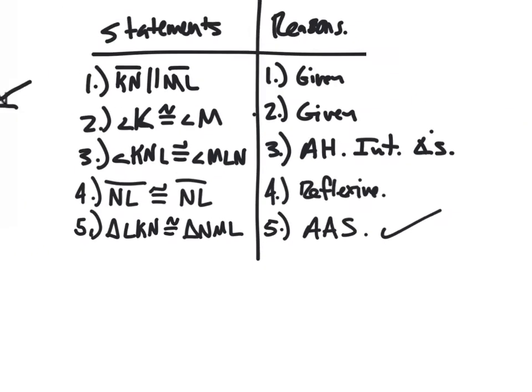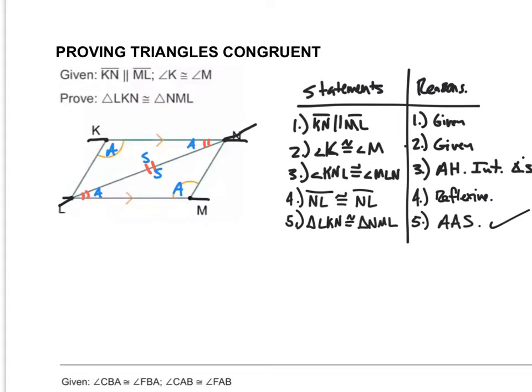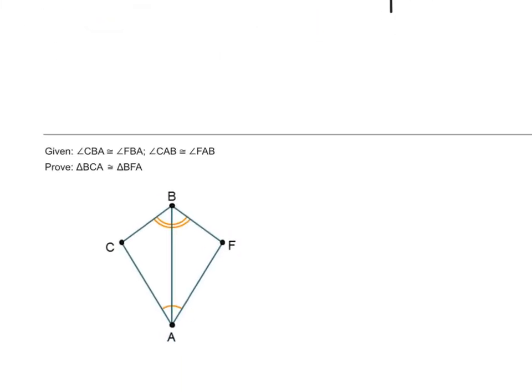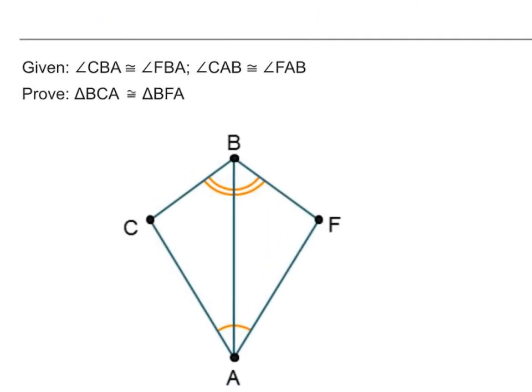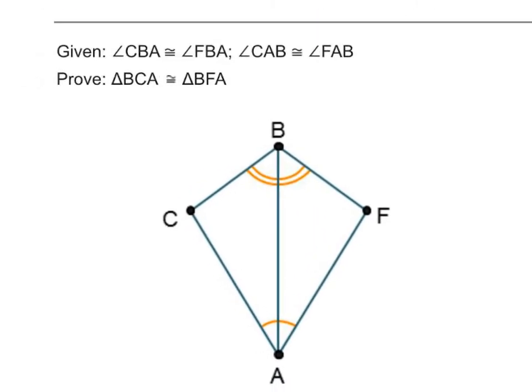That's it. Not too terrible, but you just have to think about what you're given and where you're trying to go. So now let's take a look at the next one. We are given that CBA is congruent. Ooh, this one's really easy.